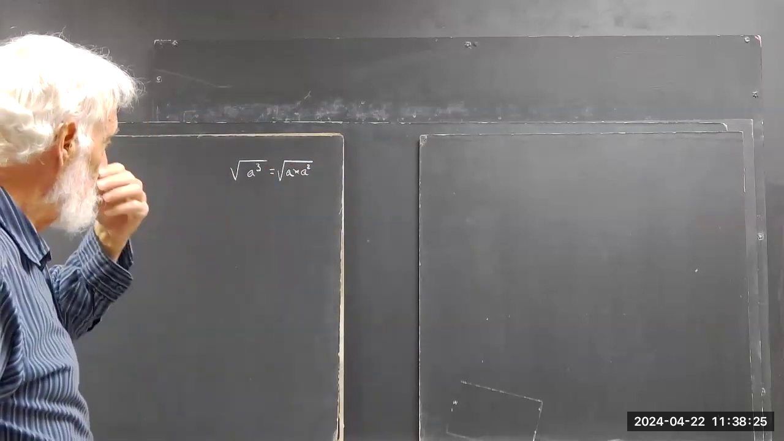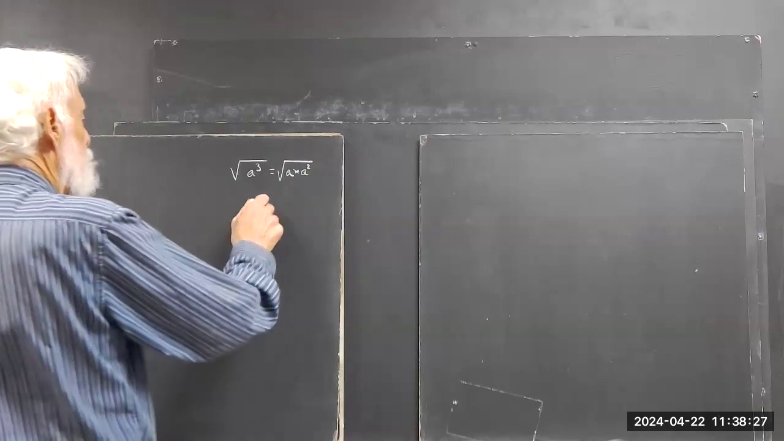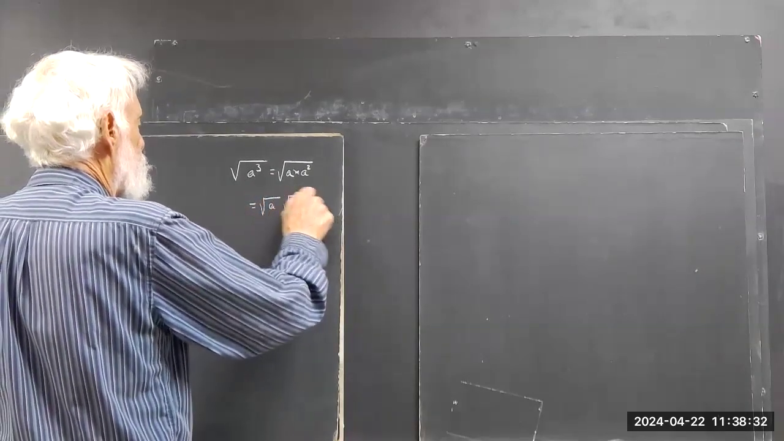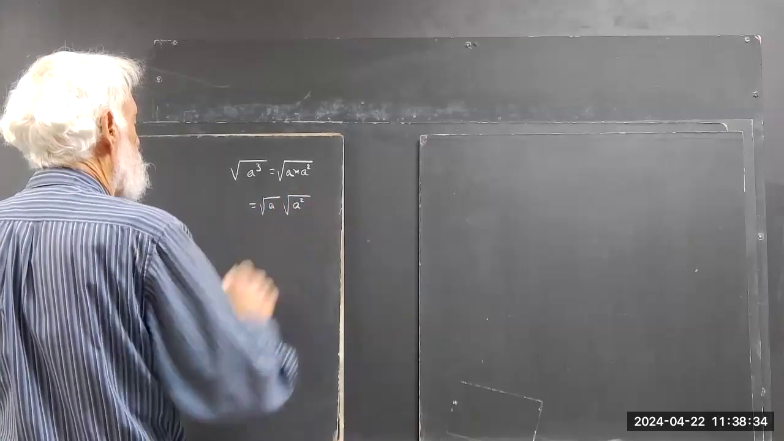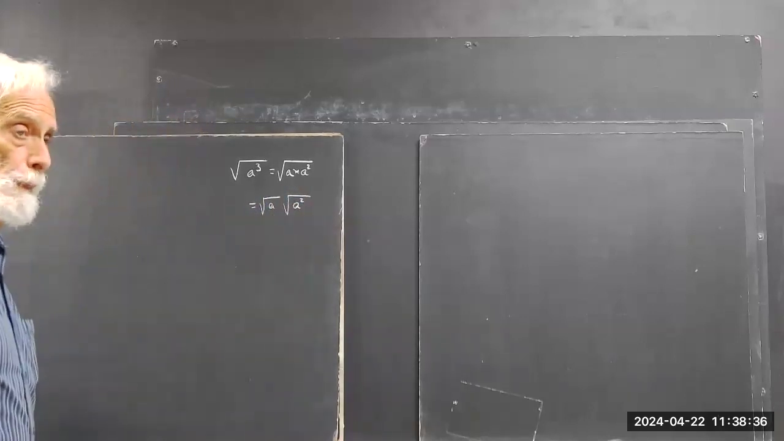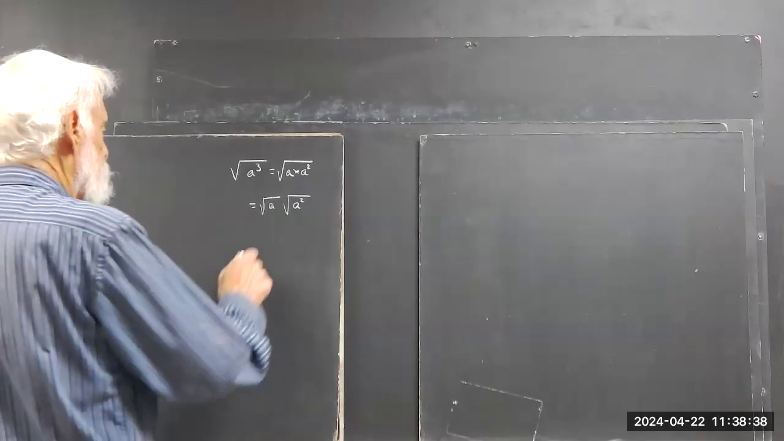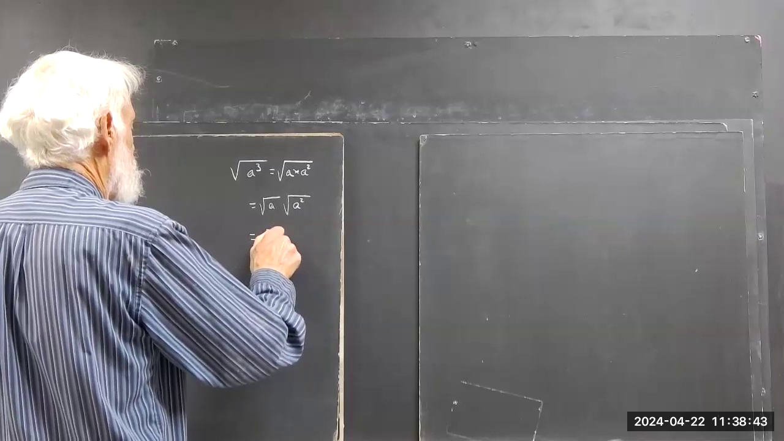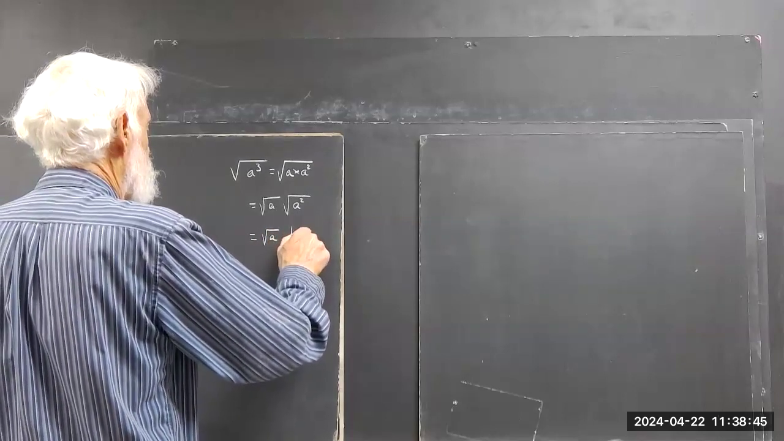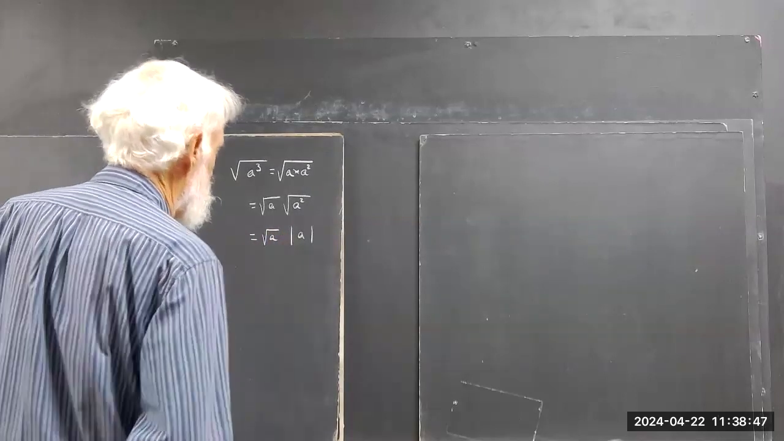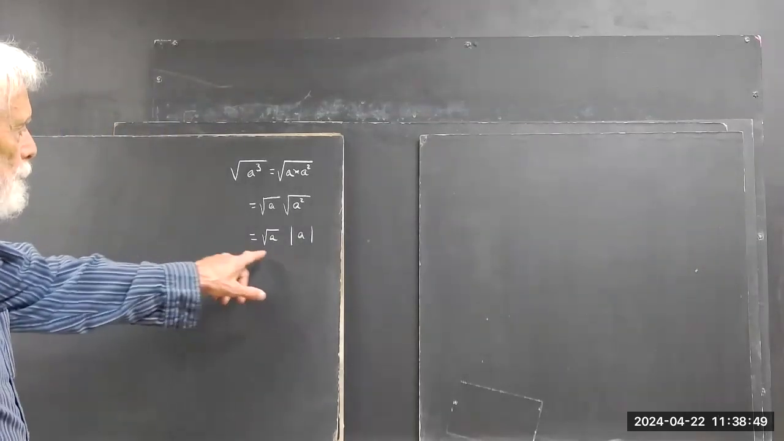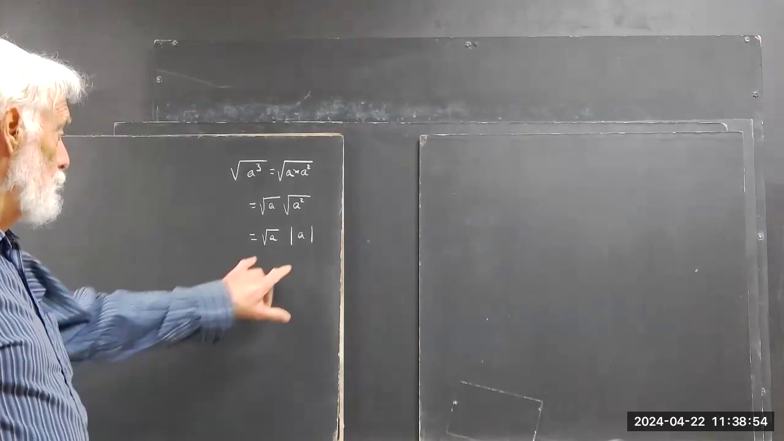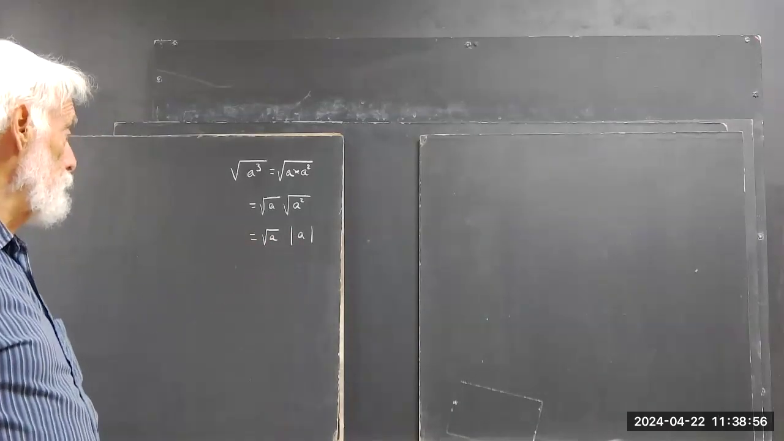Why would I write it that way? Because now I can write this as the square root of a times the square root of a squared. And that equals the square root of a times the absolute value of a. Usually we'd write the absolute value out in front. And of course, I could switch the order of the multiplication.